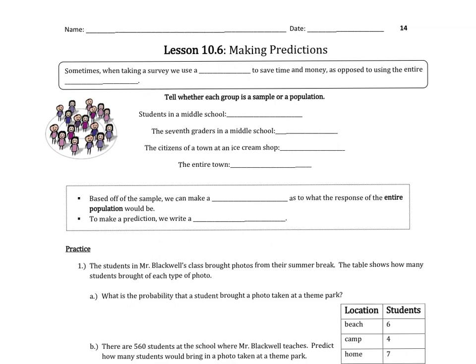So it says sometimes when taking a survey, we use a sample to save time and money as opposed to using the entire population. Hopefully you remember what I'm talking about. Tell whether each group is a sample or a population. So students in a middle school would be a population, whereas the 7th graders in a middle school would be a sample of that population. And then the citizens of a town at an ice cream shop would be the sample, and the entire town would be the population based on that.